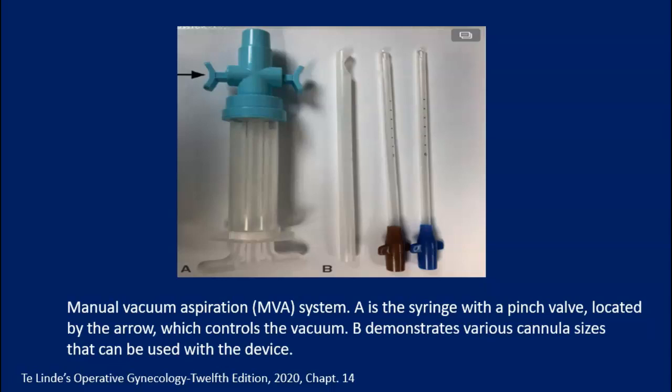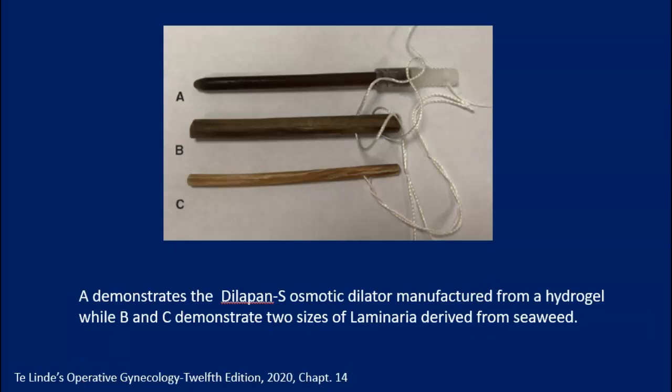Basically, as shown here on the left, there is a large syringe with a pinch valve, which allows one to provide a suction, which is useful, but also enough to remove most incomplete products. And then on the right are varying sizes of cannula to be used with the device. In addition, one can, with performance of D&Cs, particularly suction D&Cs, use laminaria, which can assist.